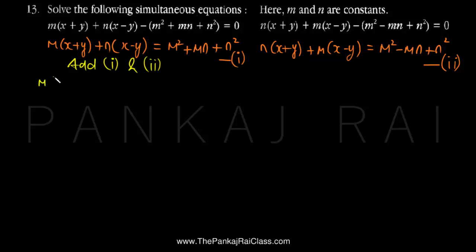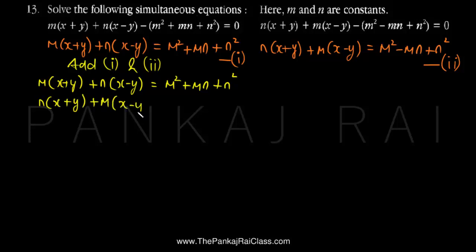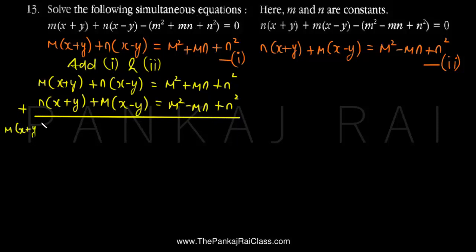So the first equation is m times (x plus y) plus n times (x minus y) is equal to m square plus mn plus n square, and we have to add the second equation, which is n times (x plus y) plus m times (x minus y) is equal to m square minus mn plus n square. Now we add these two equations. So we would be having m times (x plus y) plus n times (x plus y) plus n times (x minus y) plus m times (x minus y) is equal to m square plus m square, that would be 2m square. mn and mn will get cancelled, and here we would be having plus 2n square.